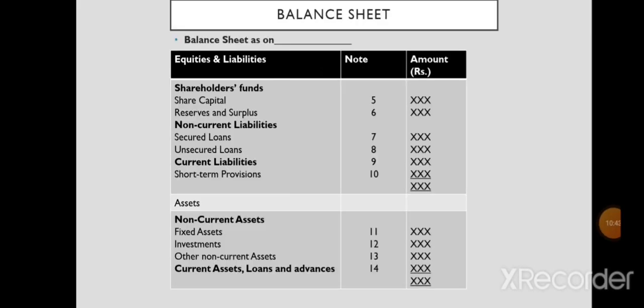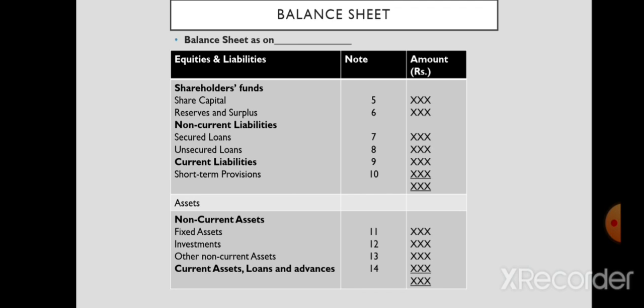Under note 13 we will arrive at other non-current assets and miscellaneous expenditure. That is, we will consider preliminary expenses and we will deduct any preliminary expenses that are written off during the year, and underwriting commission, discount on issue of shares and debentures, and profit and loss account debit balance. All these will be considered to arrive at non-current assets under note 13.